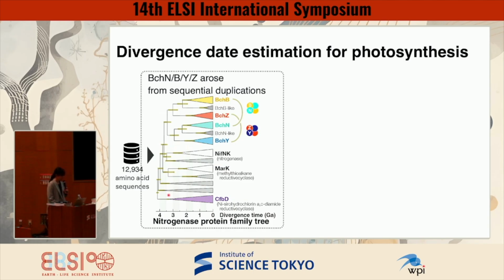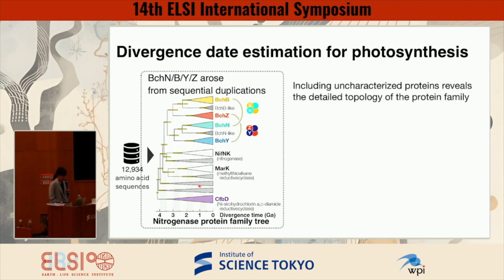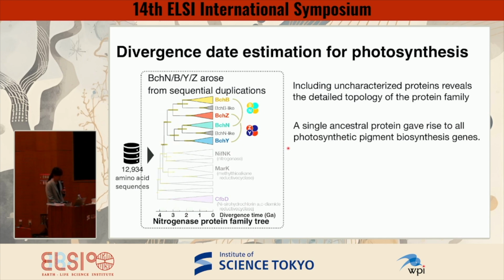Here is the phylogenetic tree constructed using approximately 10,000 sequences from the protein family that includes core pigment synthesis proteins. The gray branches represent proteins with unknown functions. By constructing a large-scale phylogenetic tree that includes these previously uncharacterized proteins, we were able to resolve the detailed topology of this protein family for the first time. Importantly, we show that all the photosynthetic pigment proteins we use here diverge from a single common ancestral protein.